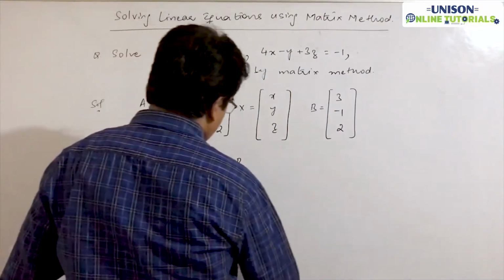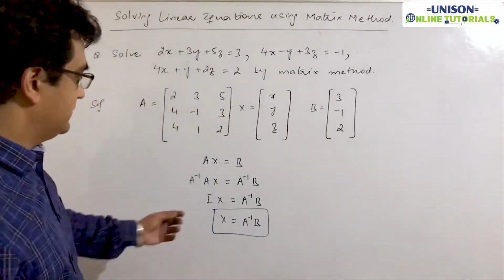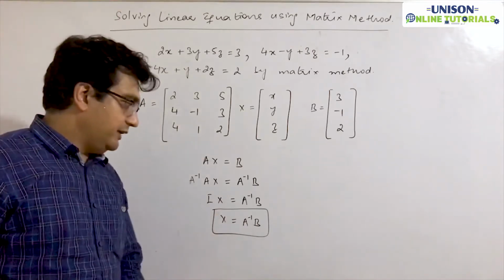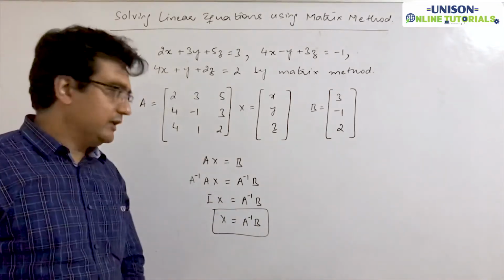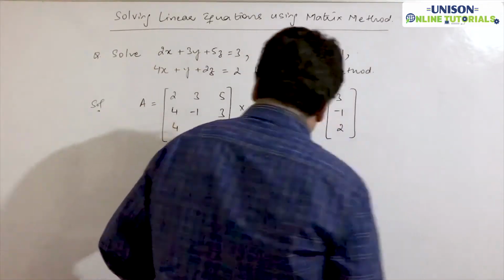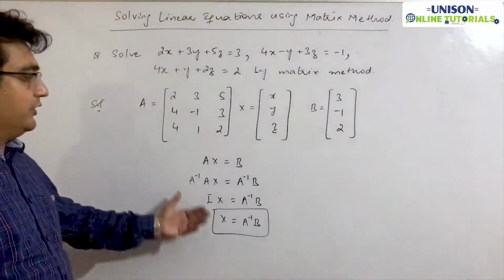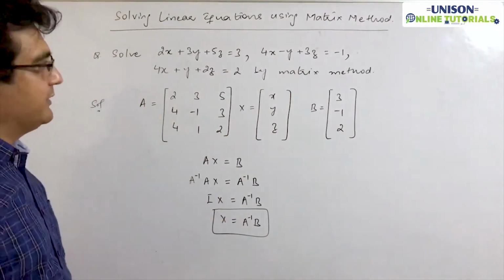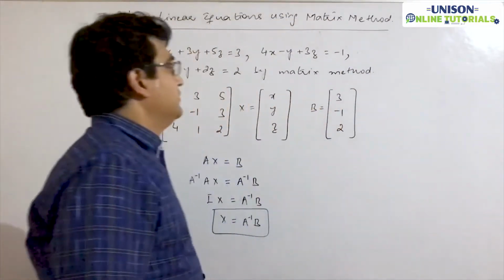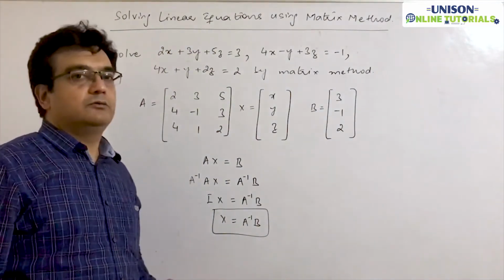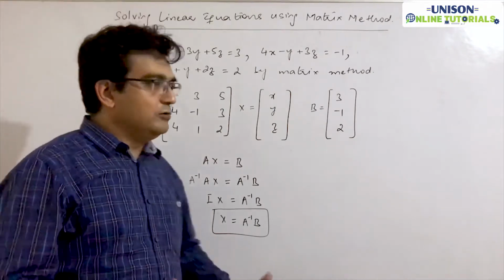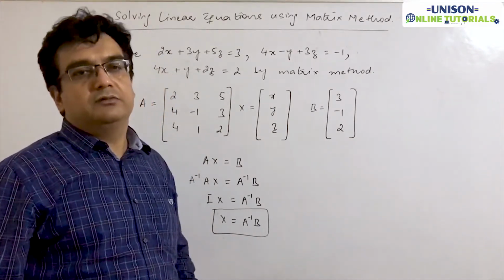So whenever we find the values of the matrix X, we use the formula X is equal to A inverse B. Then we calculate A inverse and multiplying with B, we get the values of x, y, z. So before continuing further, before finding the value of X, we must know what are homogeneous equations, what are non-homogeneous equations, and what are the rules of solving these equations.